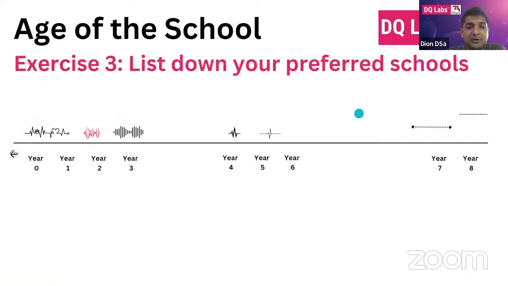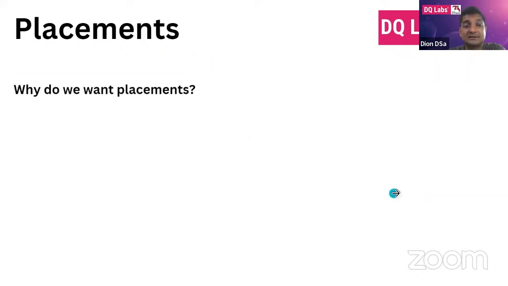So put down your preferred list. Would you prefer schools in year 7 and 8 that are only giving elevated experience, or are you agnostic? You'd rather be in your city and be fine with other schools as well. So you decide what kind of experience you want. Try that as an exercise.